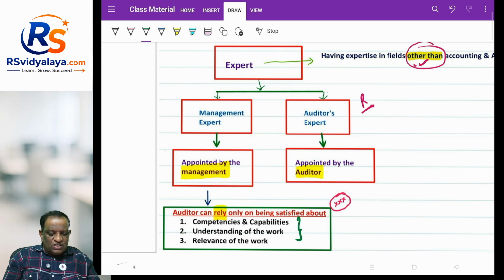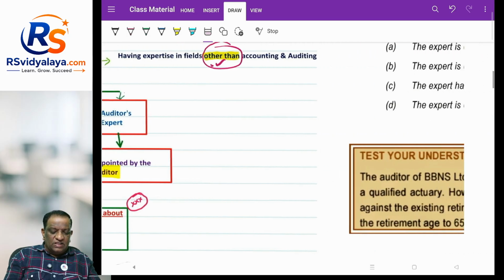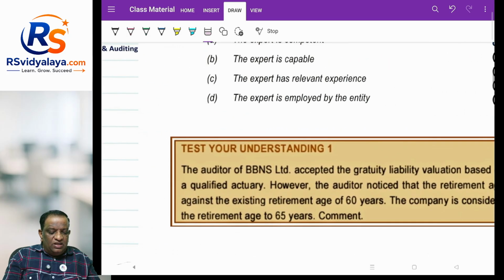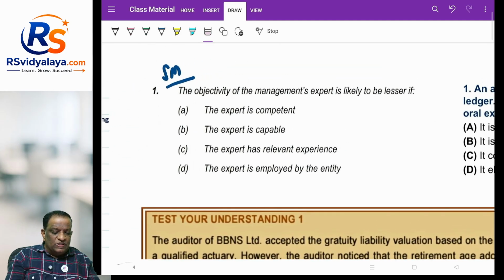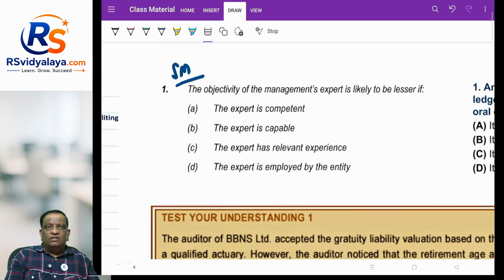And if you are convinced with all this, then you can rely, otherwise you cannot rely on this management expert. So, this is where you have been questioned. Like if you see the study material, when I say SM, we are talking about study material, the objectivity of the management expert is likely to be lesser. When will it be lesser? When the expert is competent?